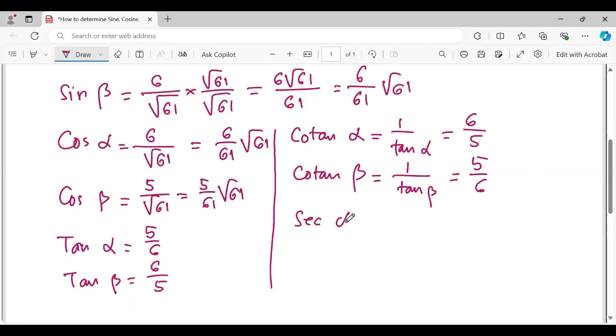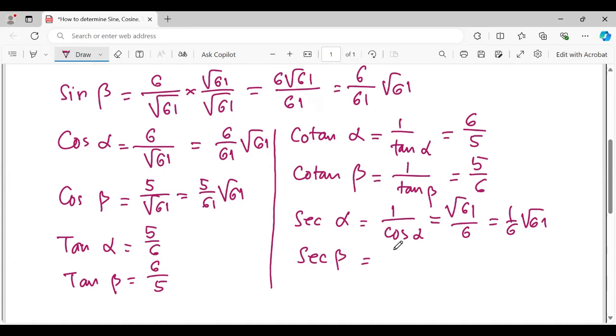Secant, secant alpha, the reciprocal of cosine alpha, 1 over cosine alpha. Cosine alpha is 6 over square root 61. It means 1 over cosine alpha, the reciprocal of this fraction, square root 61 over 6, or 1 over 6 square root 61. Secant beta is 1 over cosine beta. Cosine beta is 5 over square root 61, so secant beta is square root 61 over 5, or 1 over 5 square root 61.